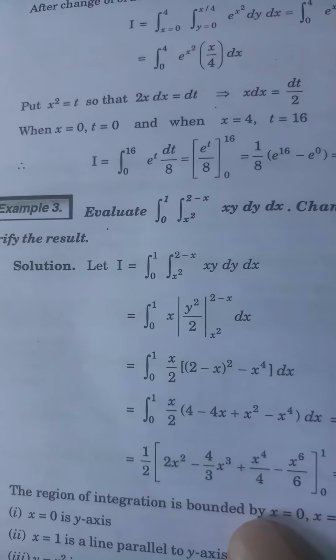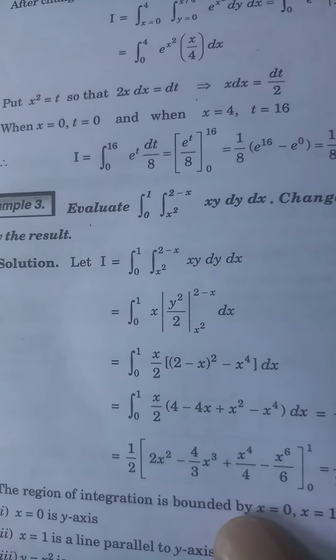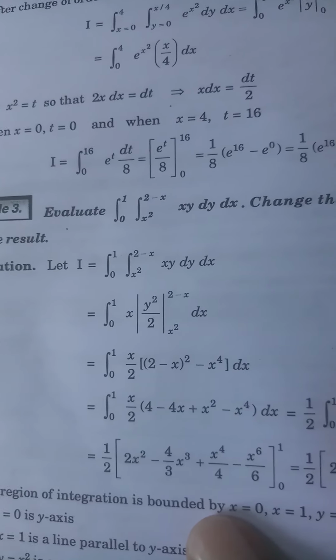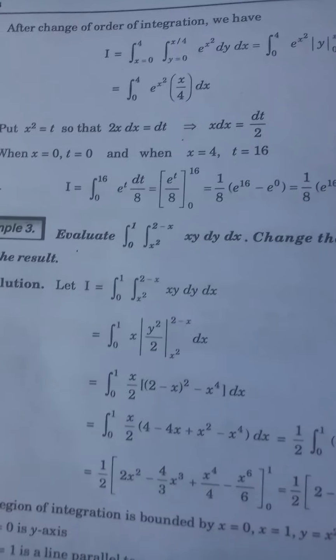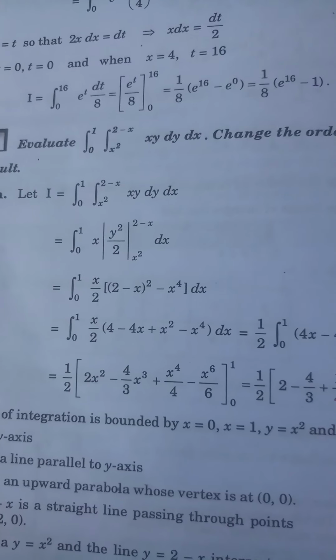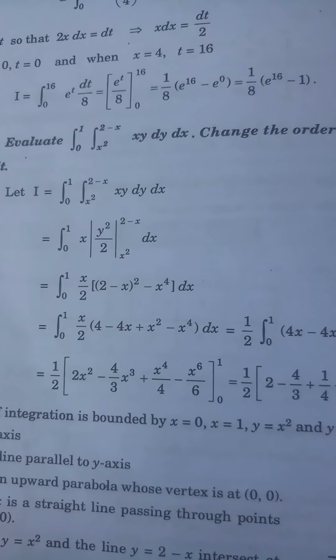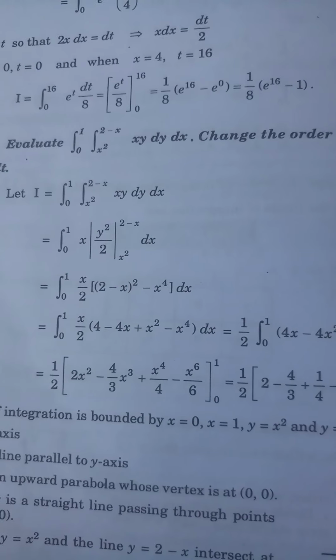तो इवेल्यूएट इंटीग्रल 0 to 1 इंटीग्रल x स्क्वायर से 2 माइनस x, y dy dx. चेंज द ऑर्डर ऑफ इंटीग्रेशन and verify the result. Let I बराबर है इंटीग्रल 0 to 1 इंटीग्रेशन x स्क्वायर से 2 माइनस x, y dy dx.